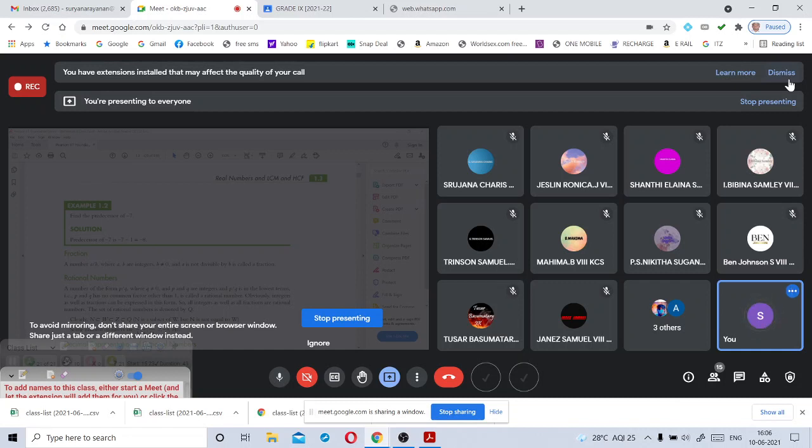5 by 3 is an example of an improper fraction. 5 by 4 is also an example of an improper fraction. 5 by 5 is also an example of an improper fraction. Okay, my dear children, please remember these points.